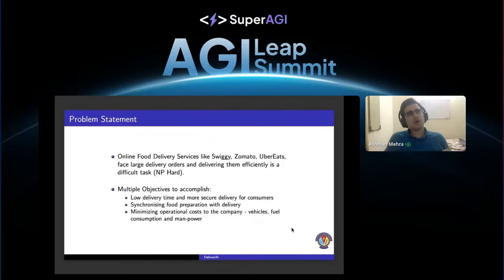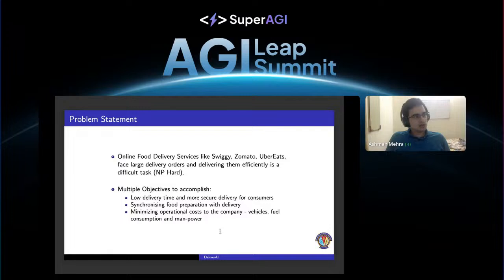So if we talk about the basic problem statement, the idea is that the food delivery problem basically deals with assigning and allotting vehicles to pick up food deliveries from the source and deliver it to the consumers who are the destination. Now, generally speaking, this problem is NP-hard, so it is computationally very expensive. And there are multiple objectives to accomplish, which are often acting against each other. Like a lower delivery time might go against minimizing operational costs because it might require more vehicles, more manpower, fuel consumption, etc.